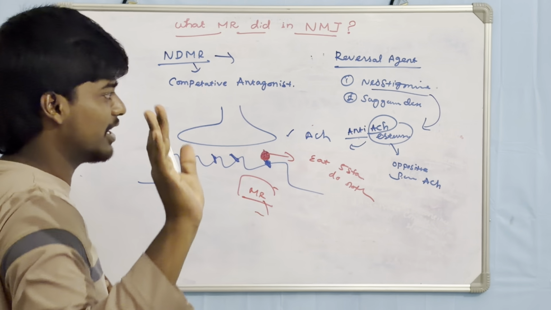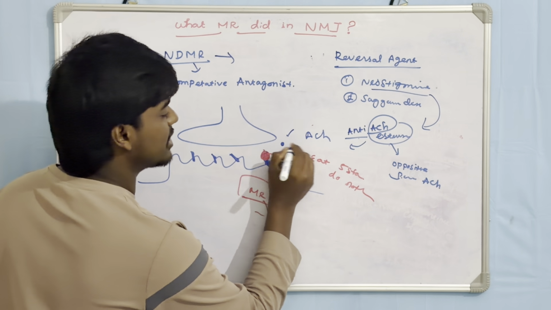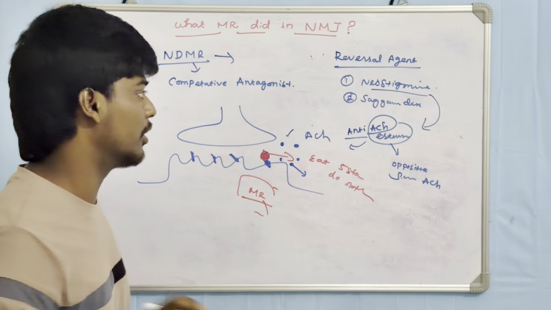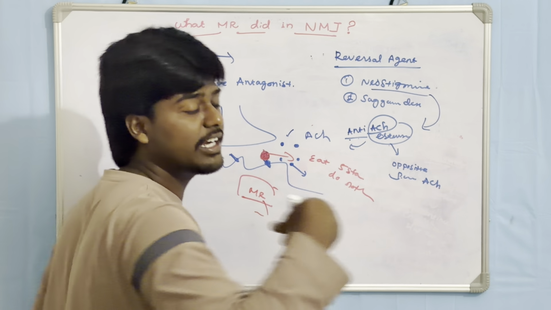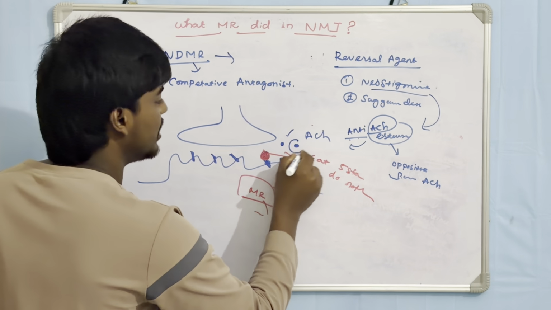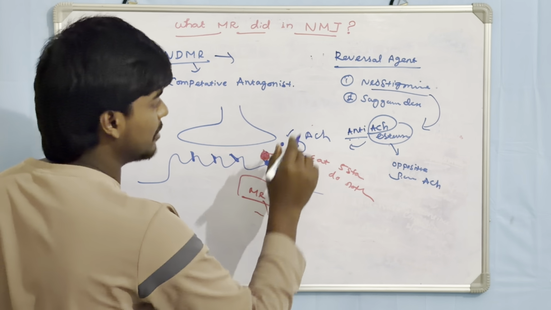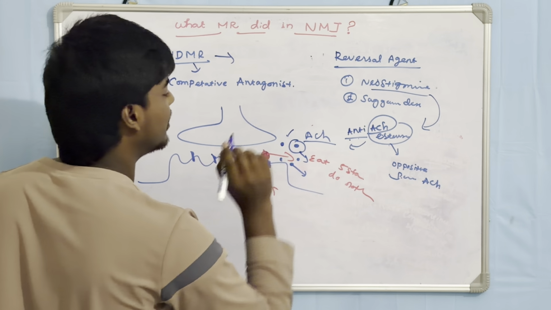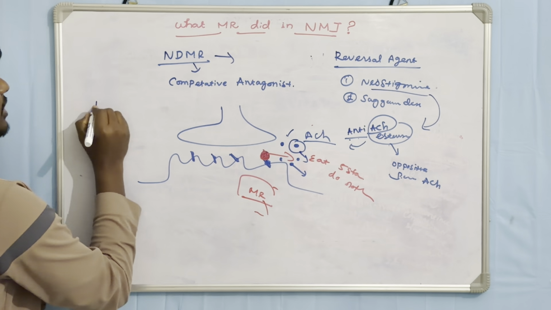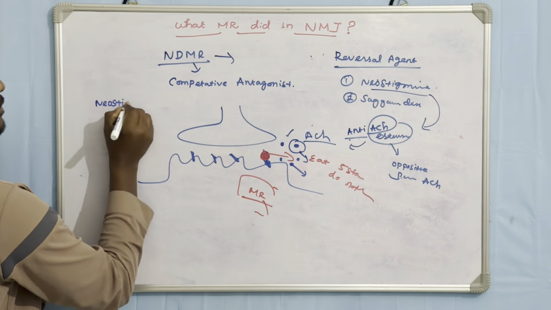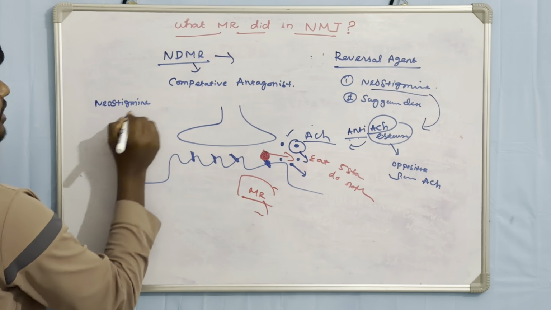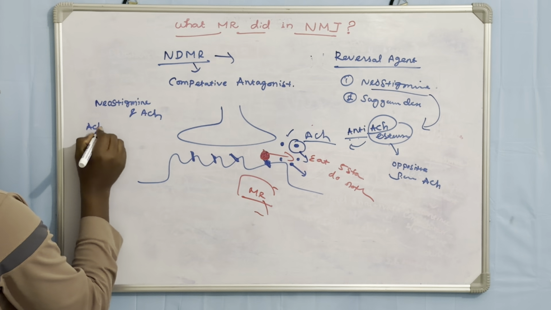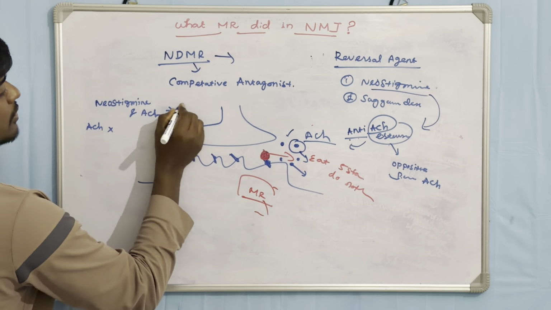Acetylcholinesterase is present in the neuromuscular junction, and it hydrolyzes acetylcholine. Neostigmine is the anti-acetylcholinesterase, that means the enemy of this enzyme. So it is the friend of acetylcholine. Neostigmine and acetylcholine are friends.